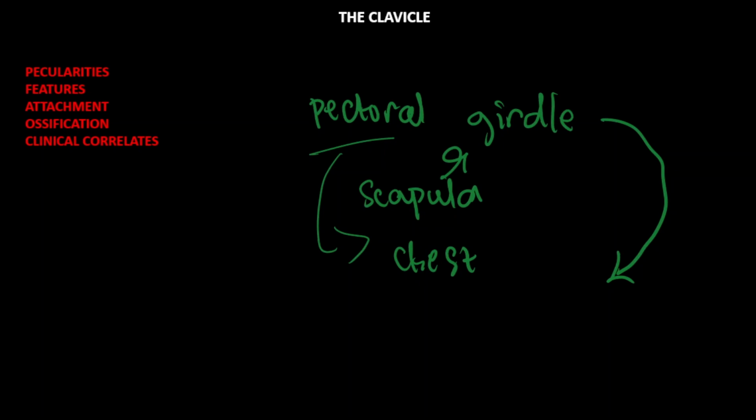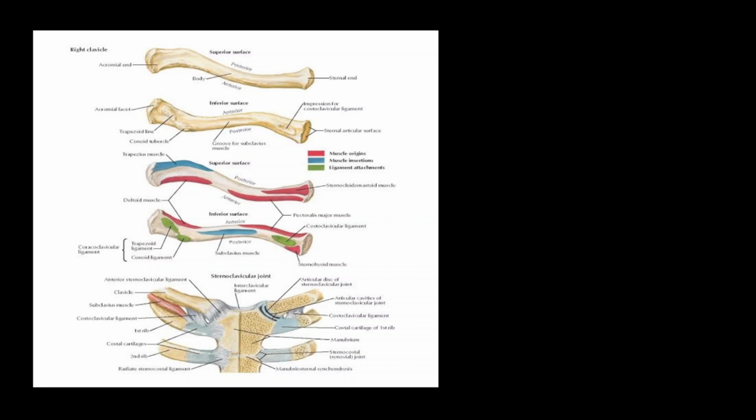Now let's take a look at some of the features of the clavicle. Taking a look at the superior surface of the clavicle that we have here, we can see that the superior surface of the clavicle is smooth, and this is because there are no ligament attachments to the superior surface.